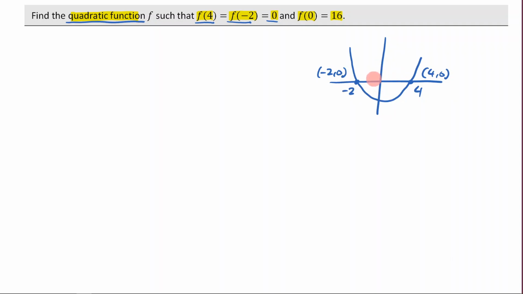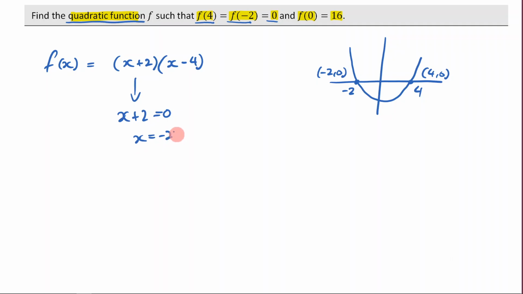If I know that my graph looks something like this, I can therefore say that f of x is going to be equal to x plus 2, x minus 4. Because if I used my null factor theorem, which tells me, you don't have to write this down, but if I set this equal to 0 and then solve for x, it's telling me that I have an x-intercept at negative 2, and that's what we see there. So that's kind of how we're thinking it through.